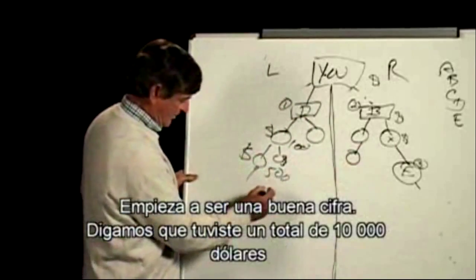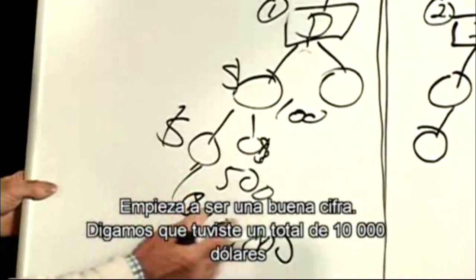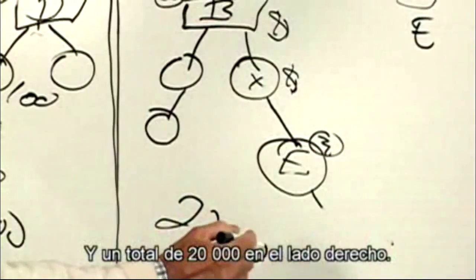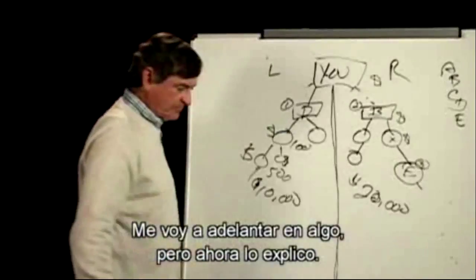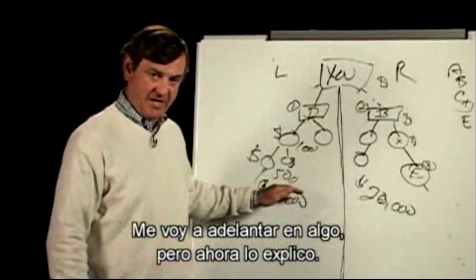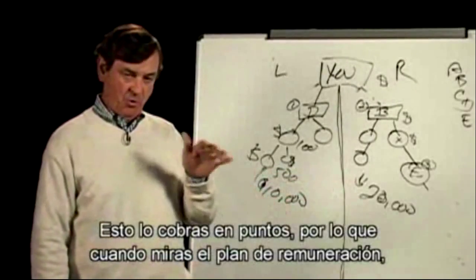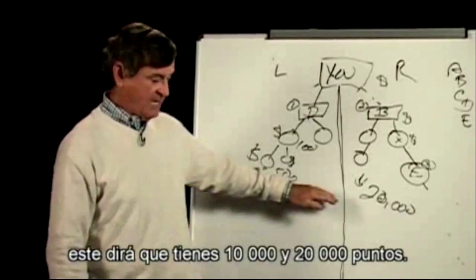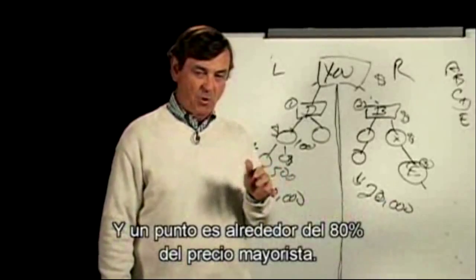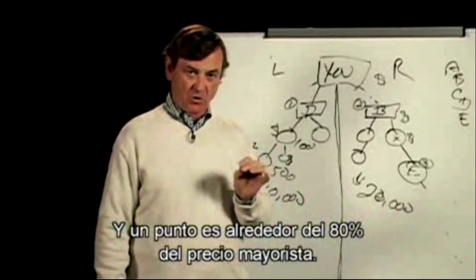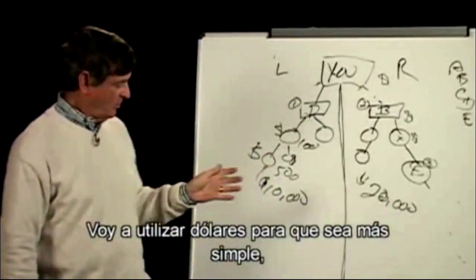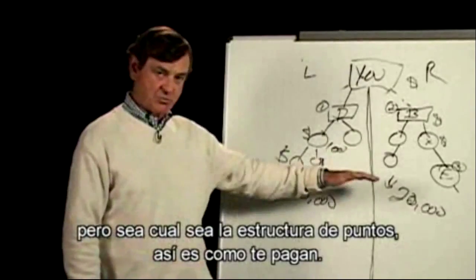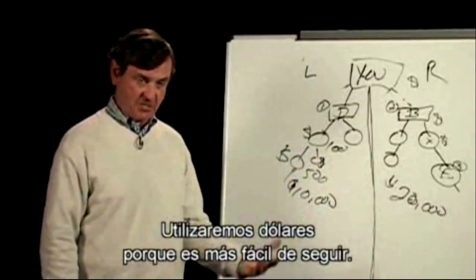And let's say that you had a total of $10,000 on the left side, everything added up for the week, and you had $20,000 on the right side. Now, I'm going to jump a step ahead, but let me define it. You're actually paid on points. So when you look at the comp plan and the explanation, it's going to say when you have 10,000 points and 20,000 points. And a point is about 80% of the wholesale price. I'm going to use dollars just to keep this simple, but it's basically whatever the point structure is, that's what you get paid on. But we use dollars because it's a little bit easier to follow.